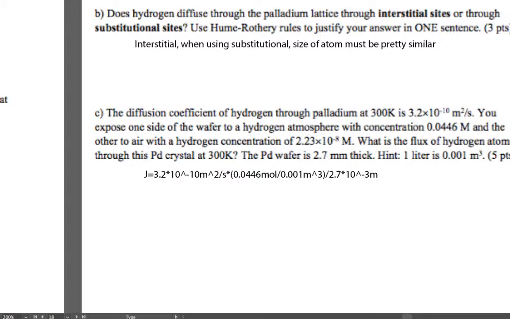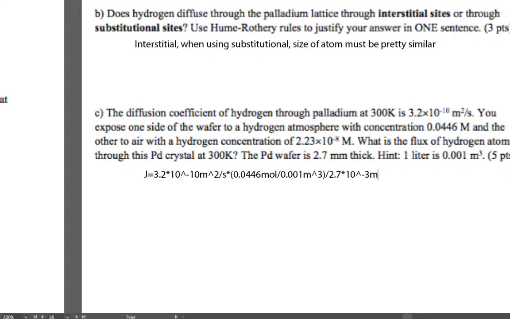Times 0.0446 molars divided by 0.001 there, and then you divide it by 2.7 times 10 to the power of negative 3.